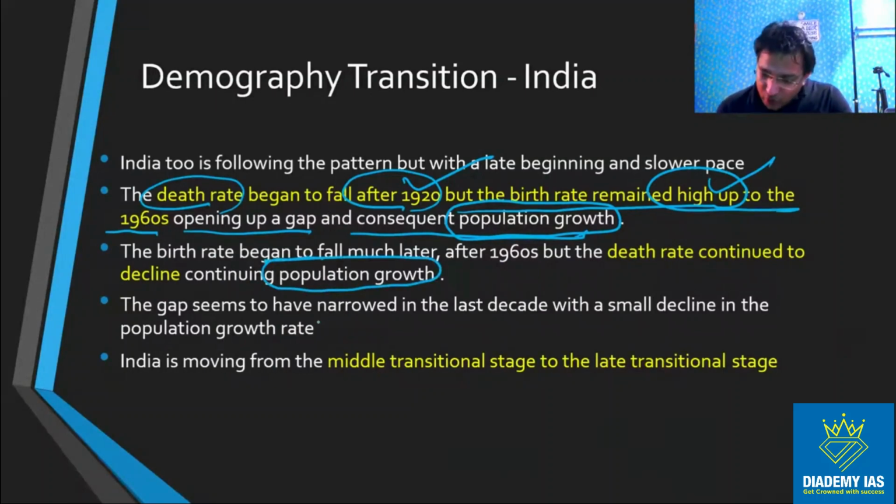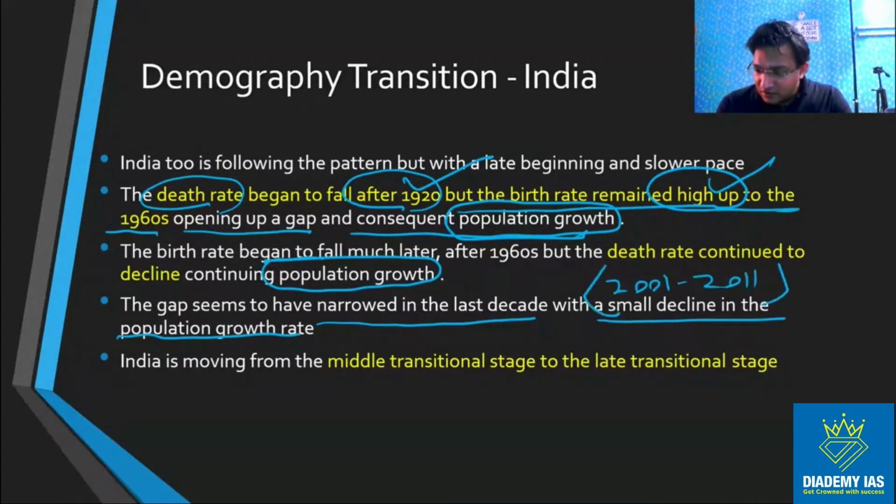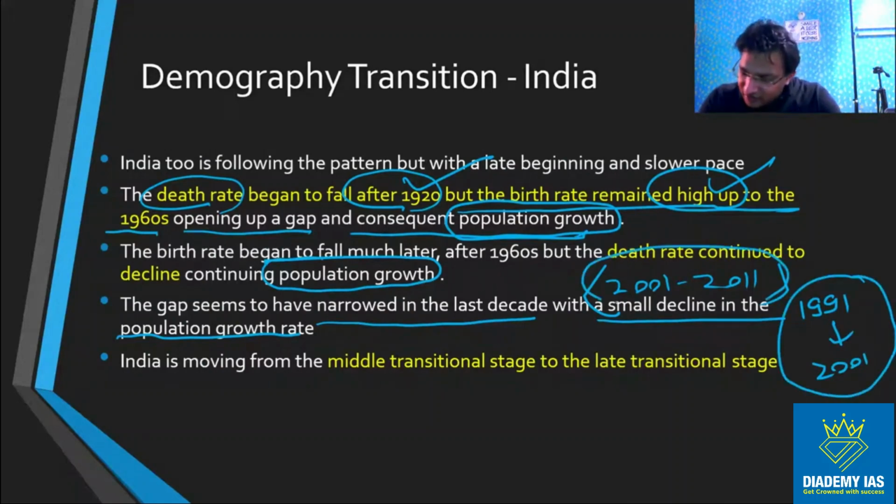The gap seems to have narrowed in the last decade. In the last decade, this gap is narrowing and there is a small decline in the population growth rate. So between 2001 to 2011, there was a small decline in the population growth rate. I am not saying decline in the population. I am saying decline in the growth rate. So this growth rate was more than 2% per annum between 1991 to 2001. From 2001 to 2011, the rate is less than 2%. We will see in the upcoming slides. So India is moving from middle transitional stage to the late transitional stage.